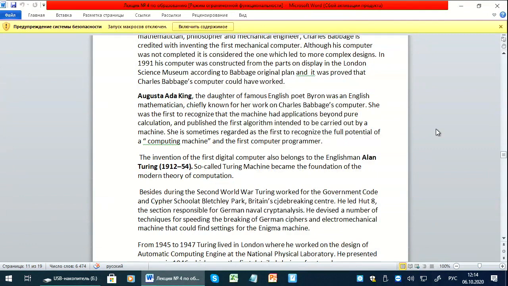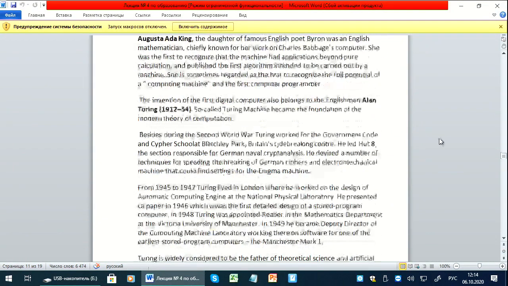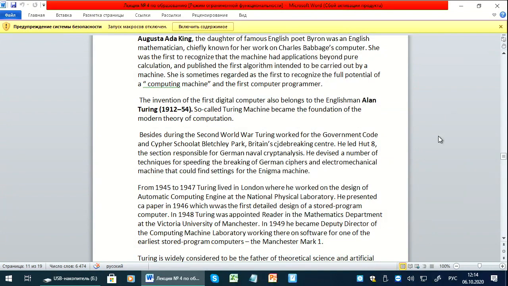From 1945 to 1947, Turing lived in London, where he worked on the design of the Automatic Computing Engine at the National Physical Laboratory. He presented the paper in 1946, which was the first detailed design of a stored-program computer. In 1948, Turing was appointed reader in the mathematics department at the Victoria University of Manchester.